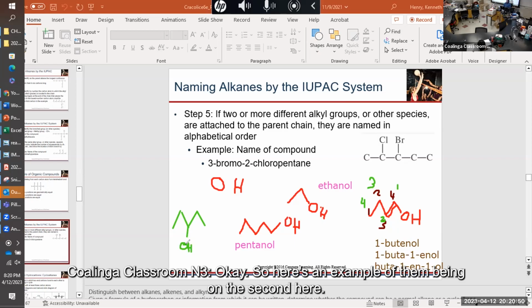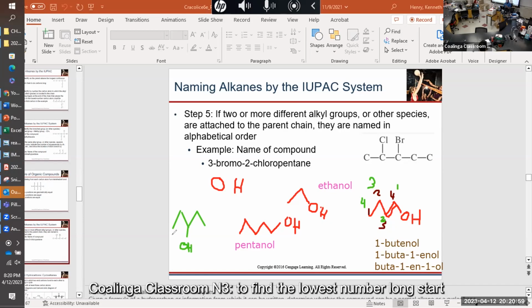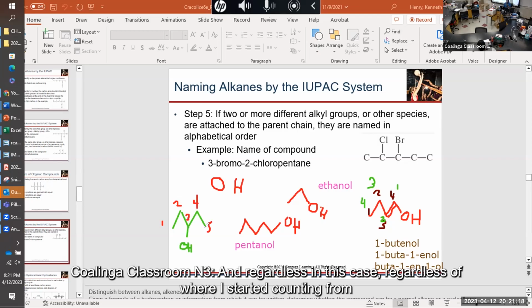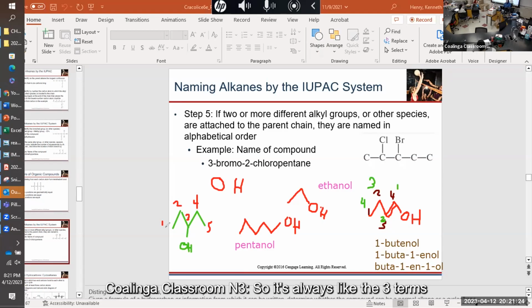Okay, so here's an example of it being on a secondary carbon. So your OH is on a center carbon. The way you would do that, you'd also count to find the lowest number, longest carbon chain first. So what would be the longest carbon chain in this case? So here comes 3, 4, 5. And regardless of where I started counting from, my functional group is on that middle carbon, right? So it's always on the 3rd carbon. If I count from this side, it'll be 1, 2, 3. If I count from this side, it's 1, 2, 3.